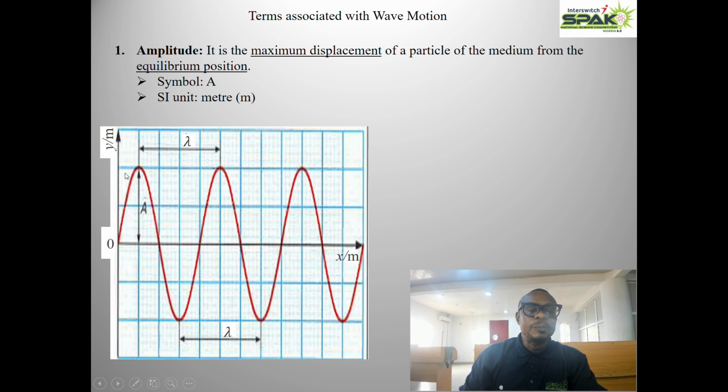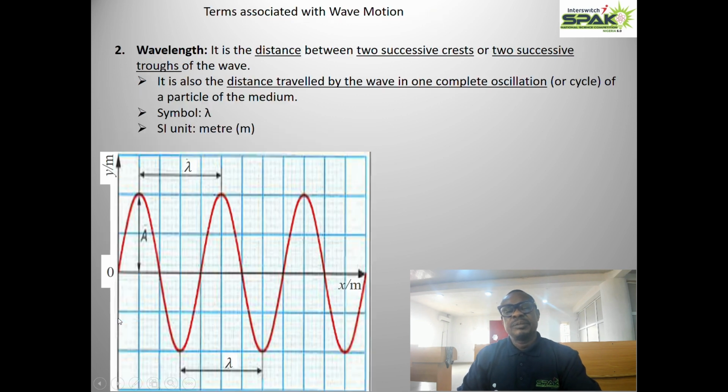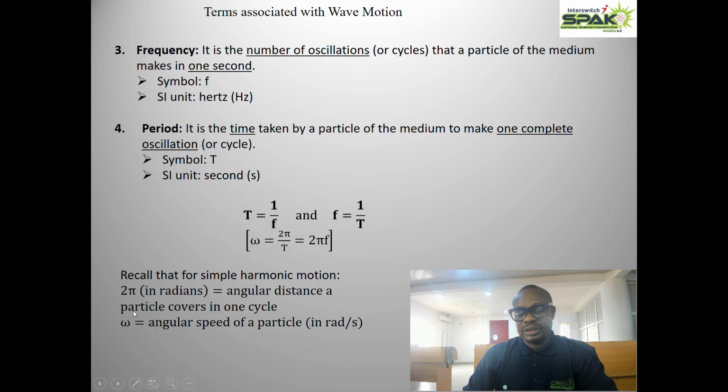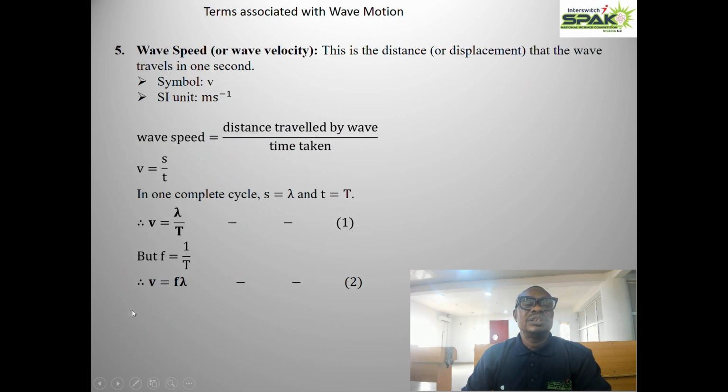So if I'm given that the distance from this particular point to this particular point is 10 centimeter, what then do you think my amplitude will be? Of course, the amplitude should be 5 centimeter, because when I divide this by 2, from this point to this point will be 5 centimeter. From 0 to this point will also be 5 centimeter. So this is the wavelength. What then is the wavelength?